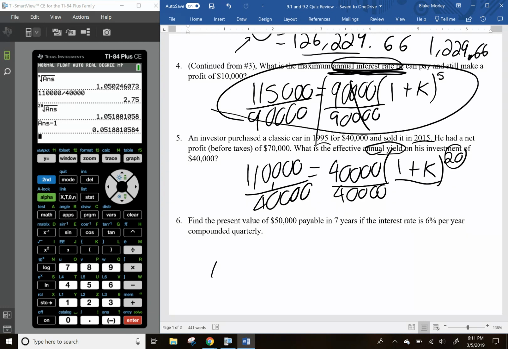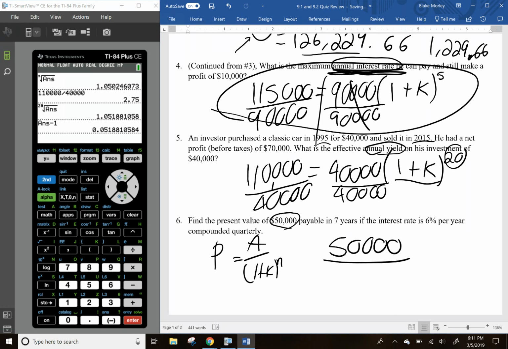So our present value formula is P equals A over 1 plus K to the n power. A is our final amount, so the amount payable in 7 years is the $50,000, divided by 1 plus K. K is the 6%, but it's compounded quarterly, so 0.06 divided by 4 makes our K value.